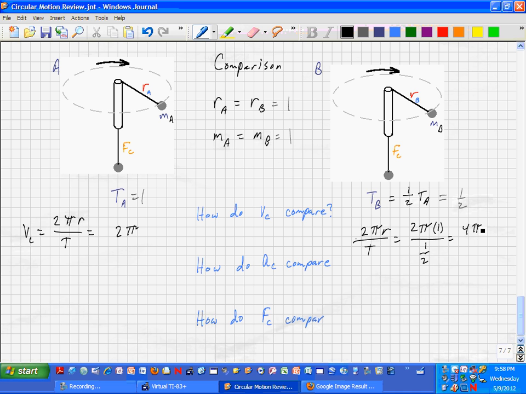So how do the velocities compare? Well, velocity for B is greater than velocity of A. In fact, it's double the velocity. B is double.